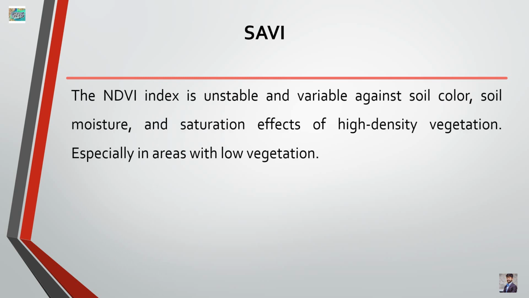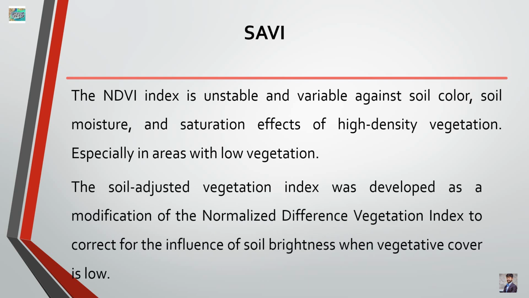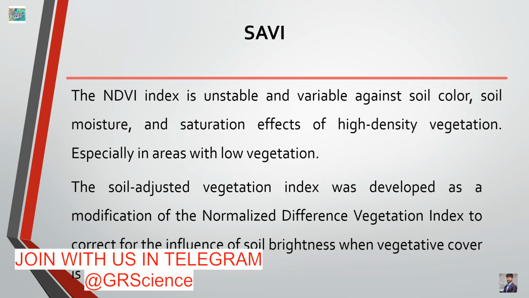The SAVI index is less sensitive to variation in soil color, soil moisture, and the saturation effect of high density vegetation, especially in areas with low vegetation. It means for those areas having high density and also low vegetation, we use SAVI.